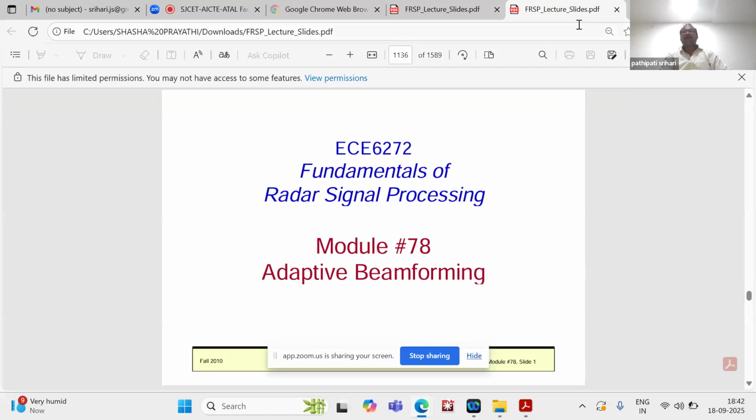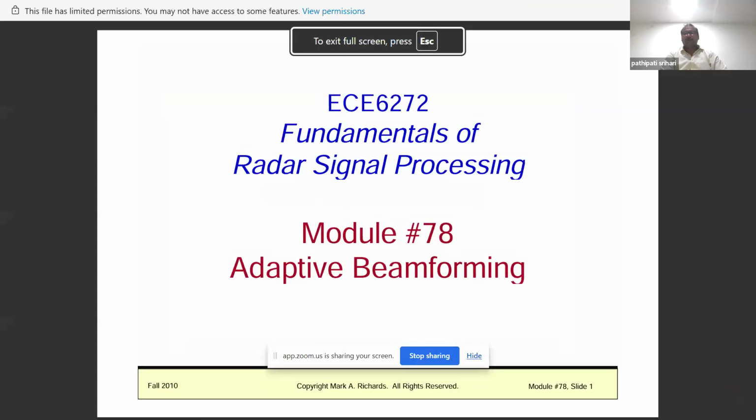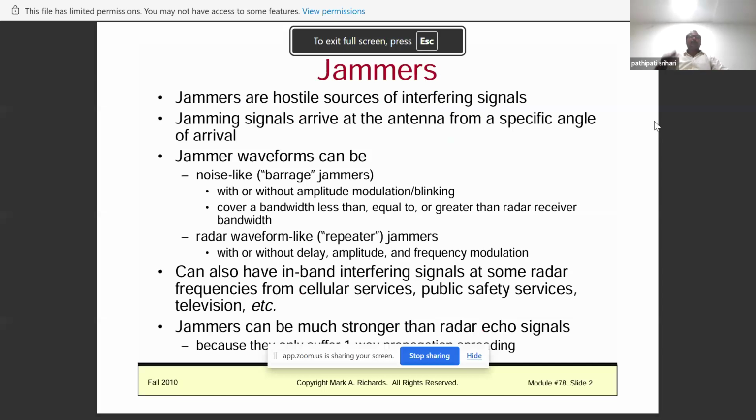Okay, let us see adaptive beamforming now. In this adaptive beamforming, because I just mentioned jammers, in general, interference in any scenario, especially in sensors like radar and sonar, includes noise that we modeled as additive white Gaussian noise. Then there is a jammer. This jammer is known as intentional interference.